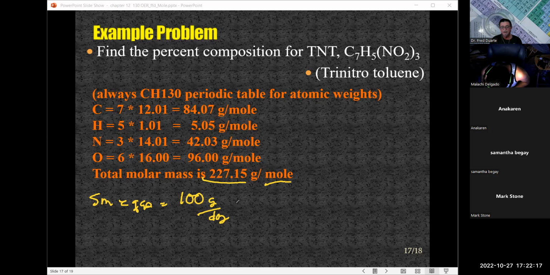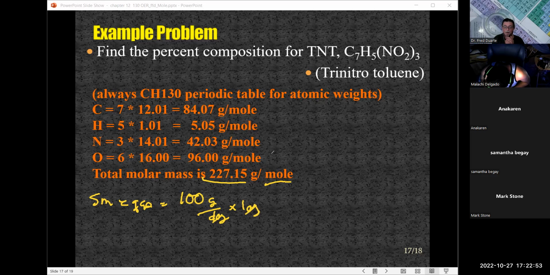So if I have 1 dozen eggs, they're going to weigh 100 grams. If I have 1 mole of TNT, it's going to weigh 227.15 grams. Okay. So I'm asking the opposite direction. If I weigh out 227.15 grams of TNT, how many moles do I have? No, not 18.92.